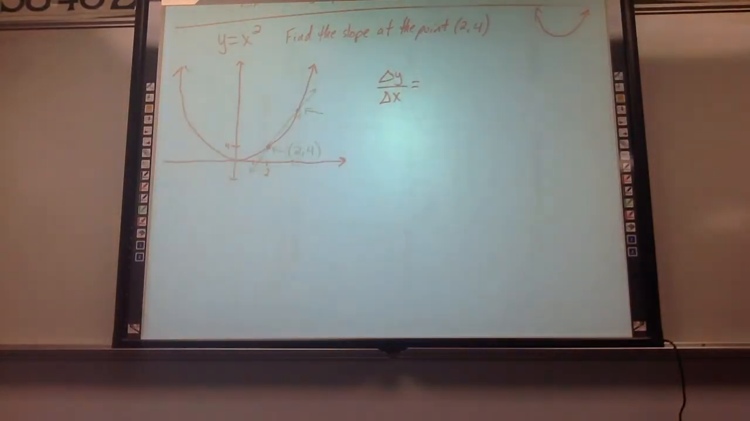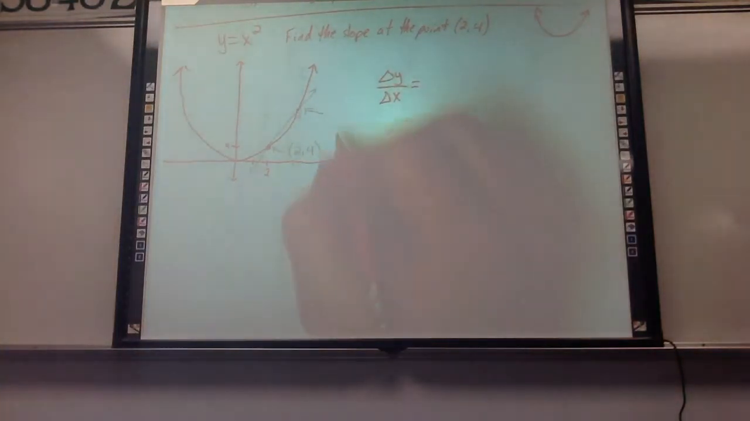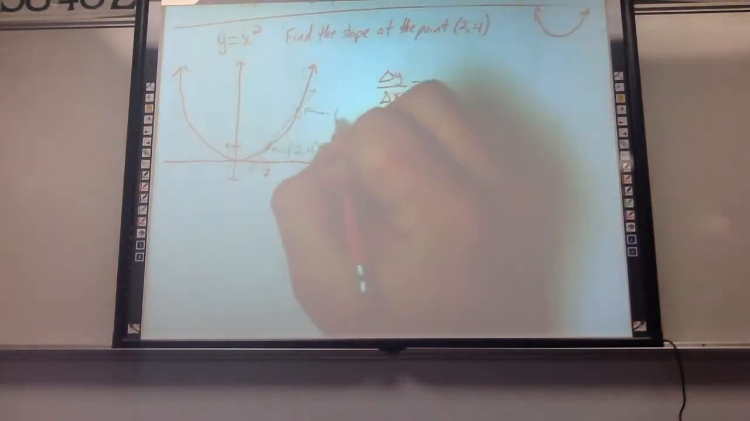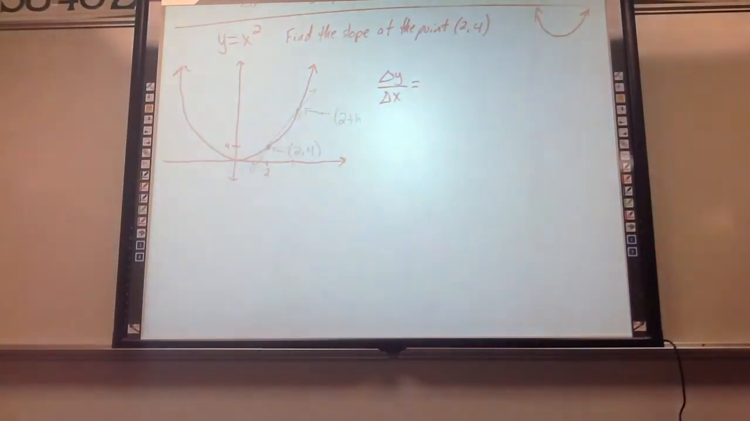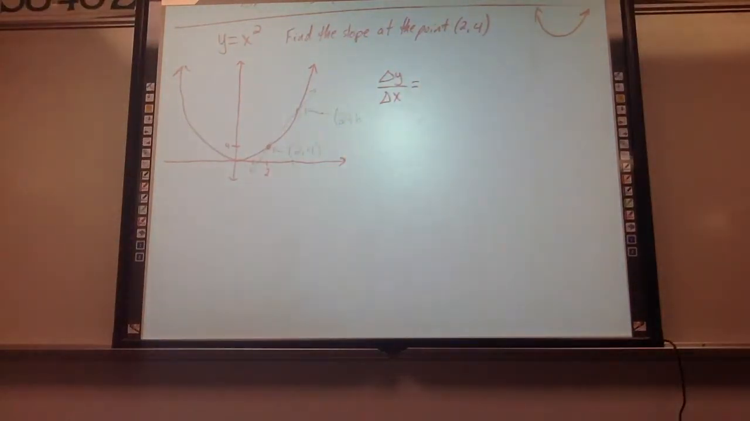Like I want it to be really small. So I'm going to call this point 2 plus h, just h being anything.